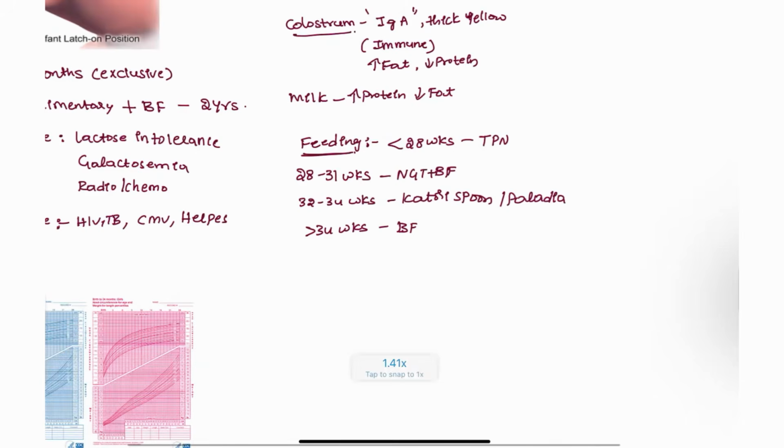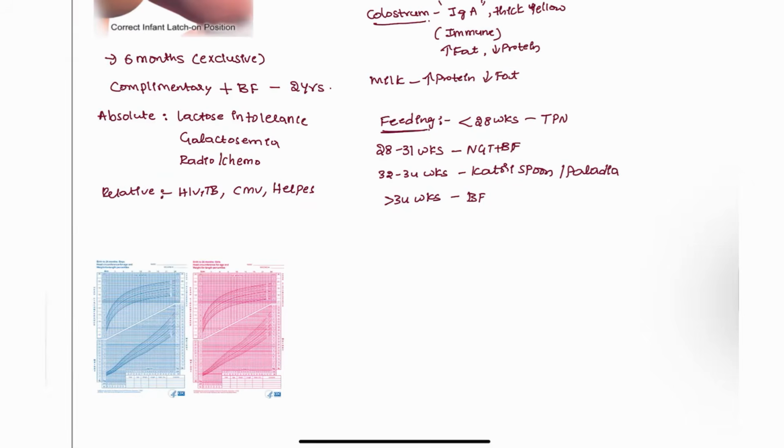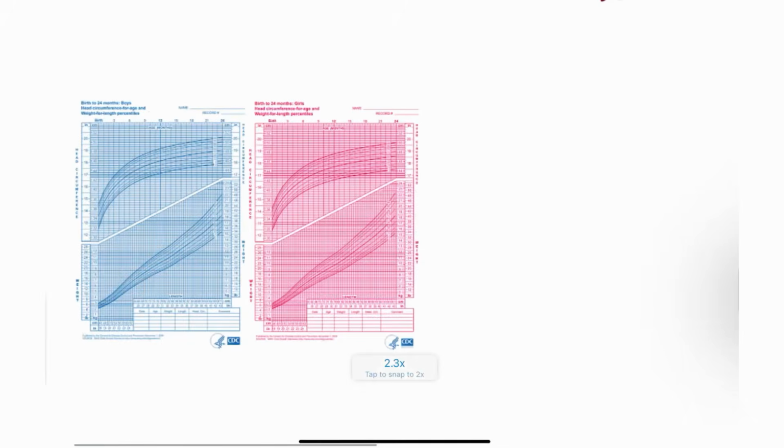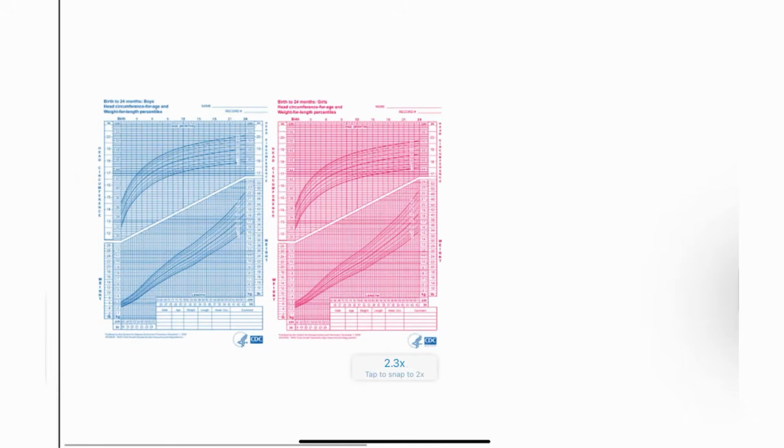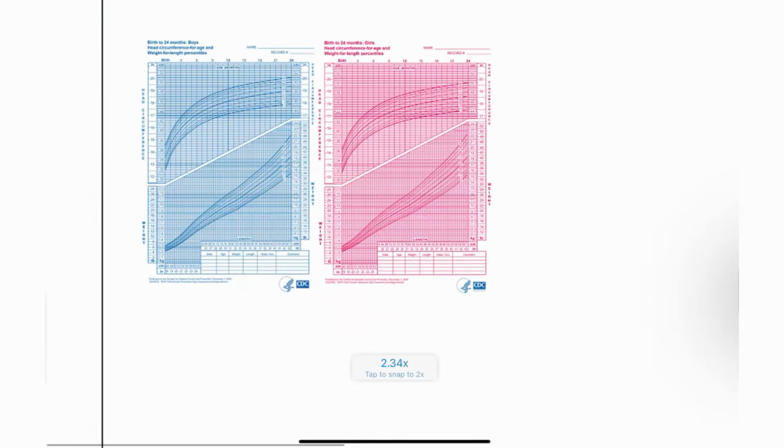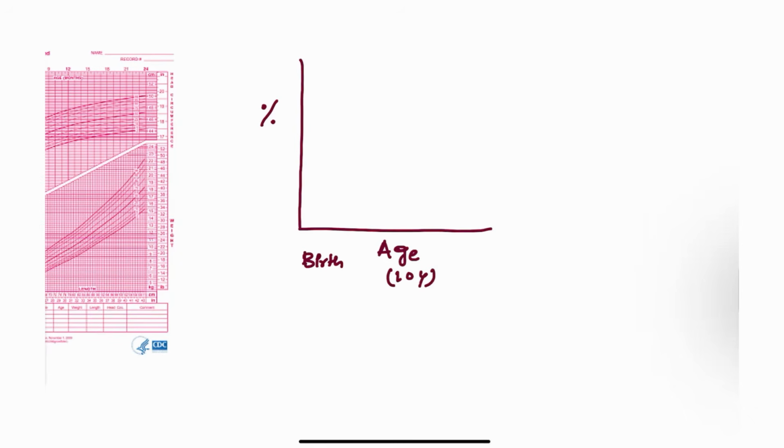Next, moving on to the growth. In the growth, these are the two charts that you have to remember, guys. So what are these two charts? Blue color is for the boys, and the pink color is for the females. This is given by the WHO criteria. Before that, we will see small growth patterns. So this is the graph. Here this is going to be the percentage, and here it is going to be the age. This is at birth. This is 10 years and here it can be 20 years.